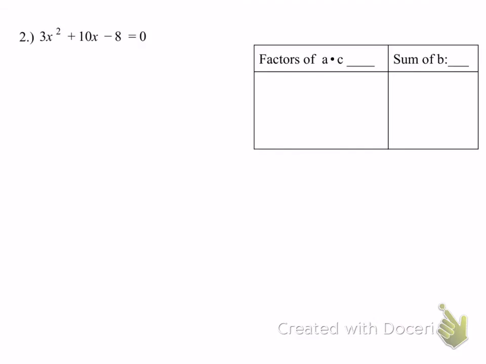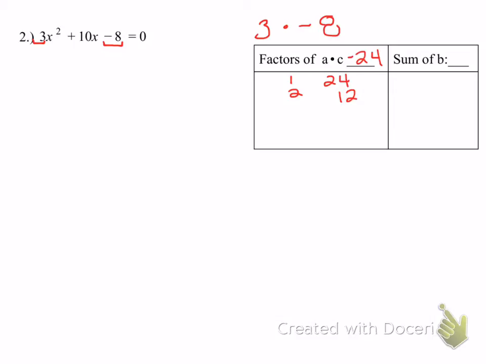All right, number 2. We're going to do that same process, where we start by taking our a multiplied by our c. So I have 3 times negative 8, which gets us negative 24. Factors of 24 are 1 and 24, 2 and 12.